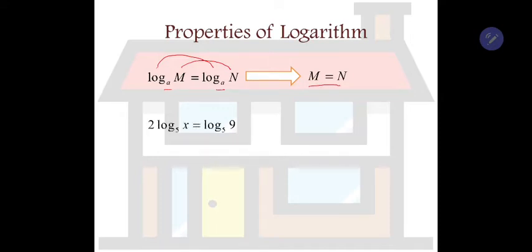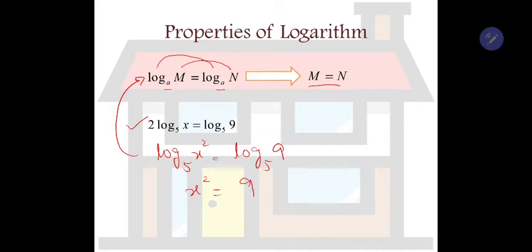Using this, we have to answer a few questions here. I'm going to solve this one for you. This is not a new property for you. There is a number before the log, so this number should become the power of x. So we have log base 5 of x squared equals log base 5 of 9. Both the logs have the same base, so we can easily say that x squared equals 9.